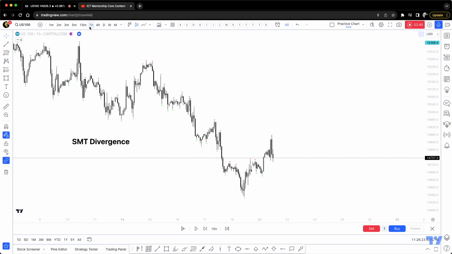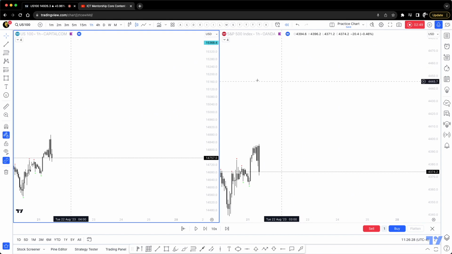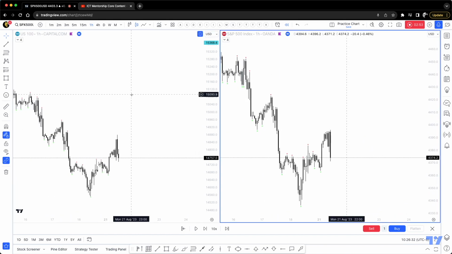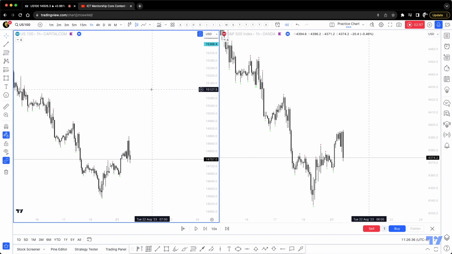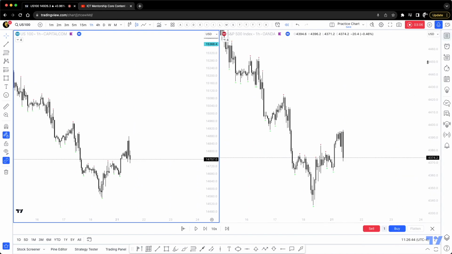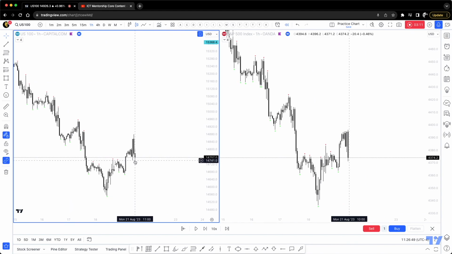As I mentioned, I am on a 1 hour time frame. I'm going to be splitting the screen in half right now. You don't need to split it in half or have these two windows, it's just for the purpose of this video, so you can see things clearly. You can just switch between the two charts, Nasdaq and S&P. Right here we're at the same hour, the same time.